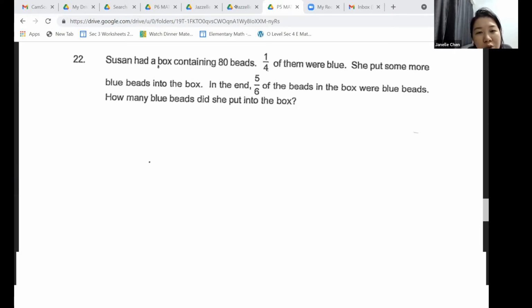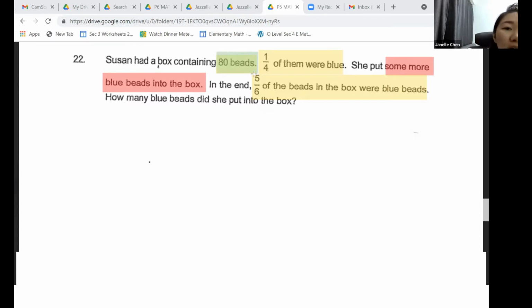So the question is pretty straightforward. The question mentions that there's a total of 80 beads that's owned by Susan, and 1/4 of them were blue. She put some more blue beads in the box. Please note this part because this is the change: she put some more blue beads in the box, and it results in the blue beads changing from 1/4 to 5/6. So this is the change that happened, in yellow color. After that, they want us to find how many blue beads did she put in the box.